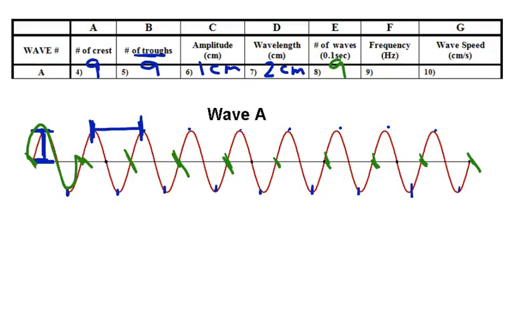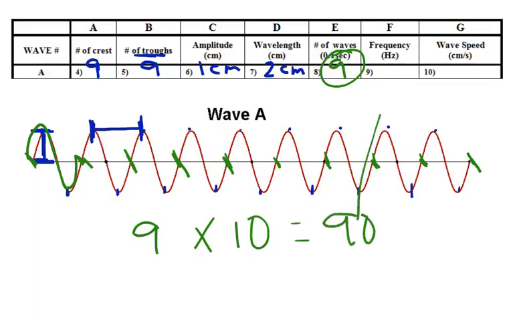Now to find the frequency, there's a lot of different ways to find the frequency. And this is just some practice to try to make it more meaningful. So there are 9 waves, we said, that happen in 1/10 of a second. There are 10 tenths in a second. So you take your 9 and you multiply it by 10, and that's going to give you the frequency. So 9 times 10 is 90. So that's going to go here. So it's 90 hertz.